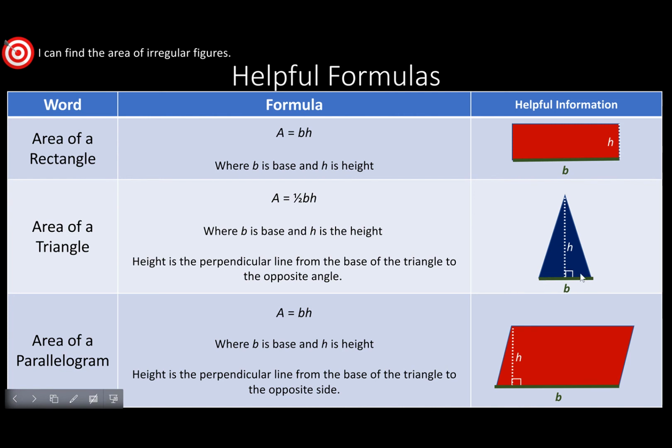So you have the base, and then the height is perpendicular to the base to that opposite angle, or the opposite corner. So it's going to be base times height. Make sure that's perpendicular. You also need a perpendicular line with parallelograms. Area equals base times height. So you're going to do base times whatever that perpendicular height is.